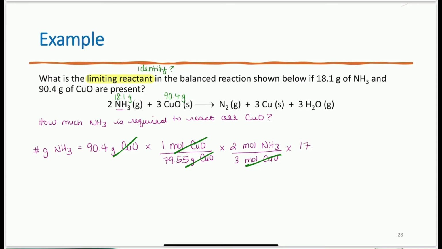So now I can convert to grams of ammonia, 17.03 grams of ammonia to 1 mole of ammonia. Gives me 12.9 grams of ammonia. So what is this telling me? This is telling me I need 12.9 grams of ammonia to completely react all of my copper 2 oxide.